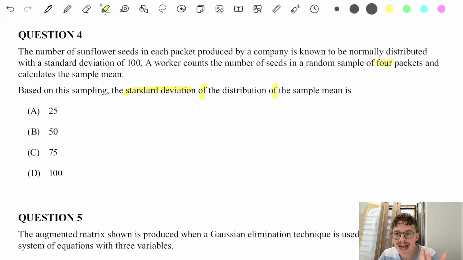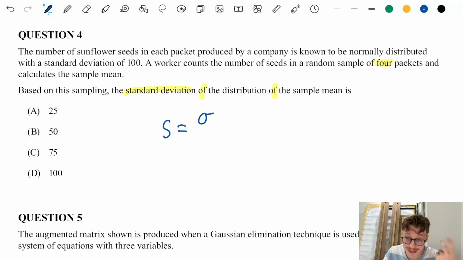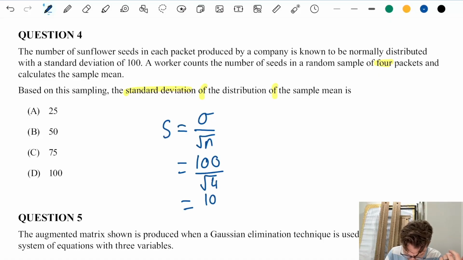Okay? So I know that the normal distribution's standard deviation is going to be 100. This really is using this formula from the formula sheet, where my sample standard deviation is equal to the population standard deviation divided by the square root of n, where n is the number of things in your sample. I know my population standard deviation is 100. The number of things in my sample is 4. So I simply wind up with 100 divided by 2. That equals 50. So my answer is going to be B.